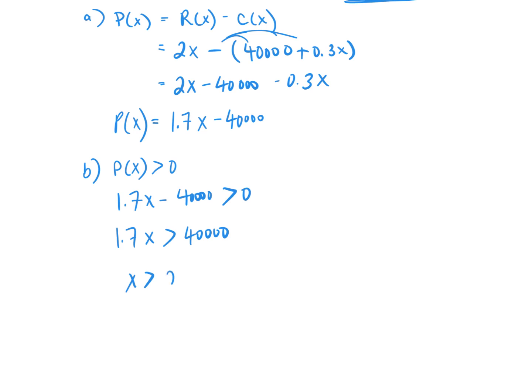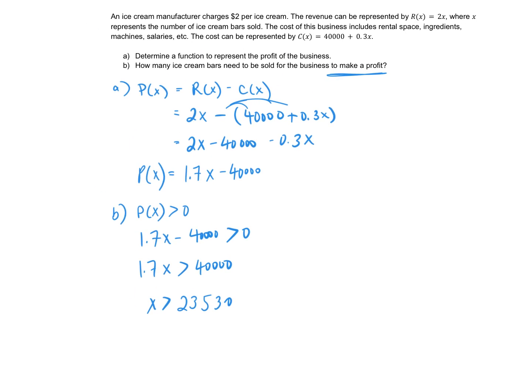So I get 23,529.4. I obviously can't sell 0.4 of an ice cream cone or bar, so I am going to round this up to 30, because if I were to round down like I normally would with a 0.4, you're going to be in the negatives when you sub it in, like a small loss. Okay, and there we go. This is how many ice cream bars you need to sell.